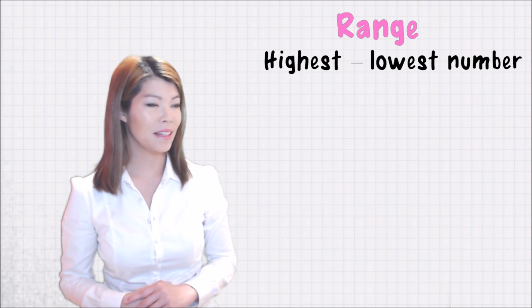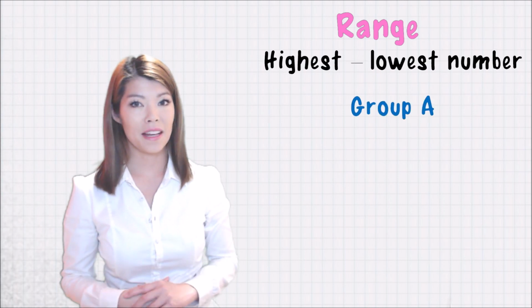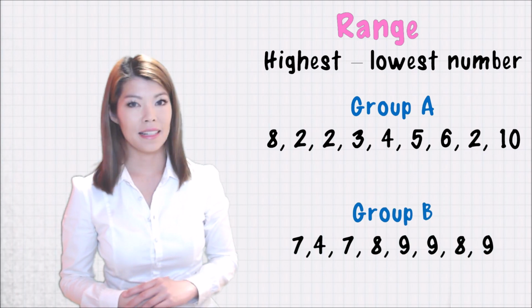Hi everyone, today we're going to look at measures of spread. Let's have a look at a range, which is the highest number minus the lowest number. We have two groups of data here, Group A and Group B. They represent the test scores out of 10 from some students.